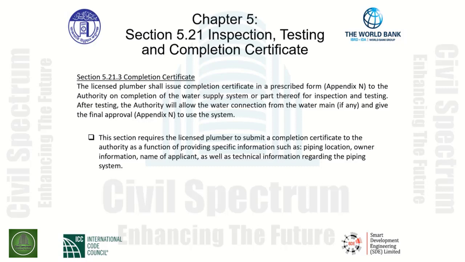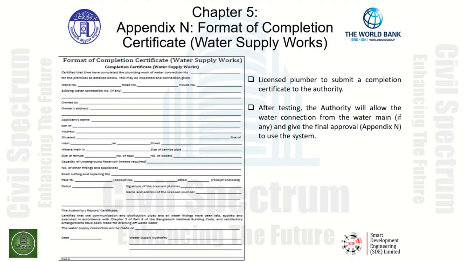This section requires that the licensed plumber submit a completion certificate to the authority as a function of providing specific information, such as piping location, owner information, name of the applicant, as well as technical information regarding the piping system. And again, the reference to Appendix N is given in this section for the completion. Appendix N indicates format of completion certificate, water supply works.